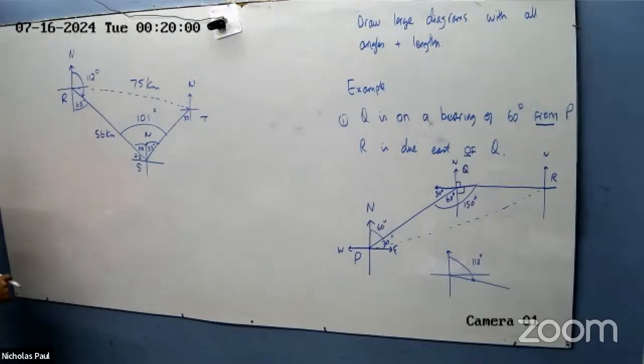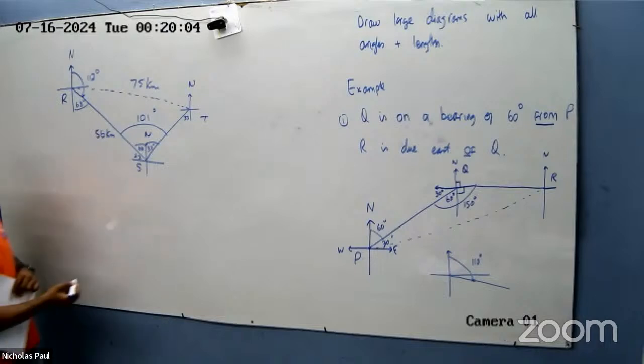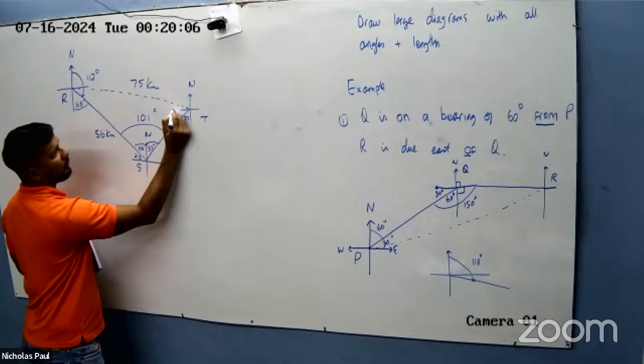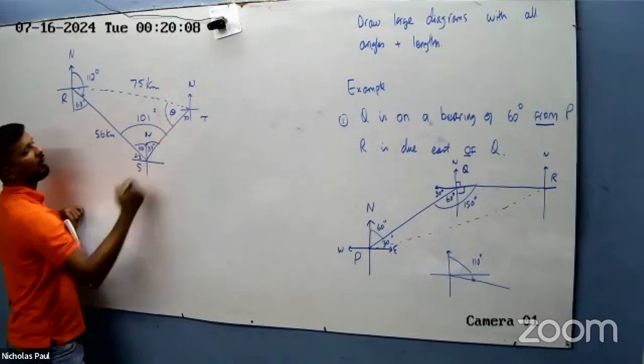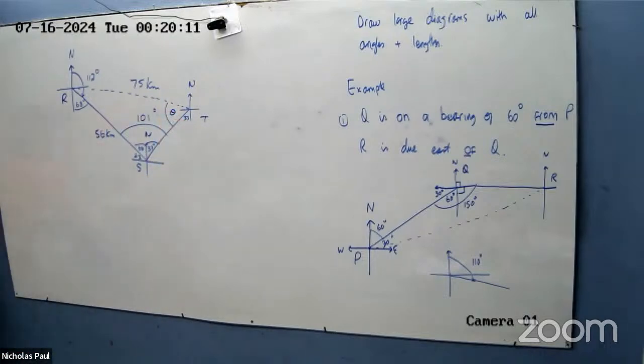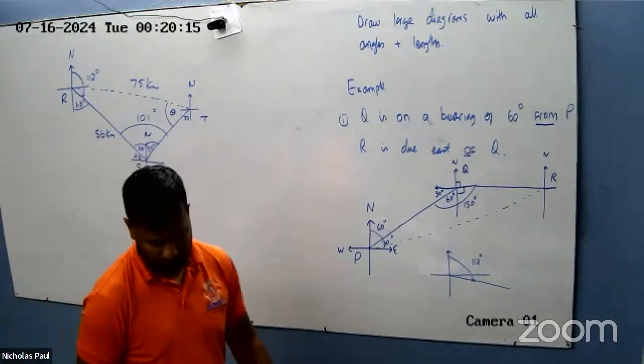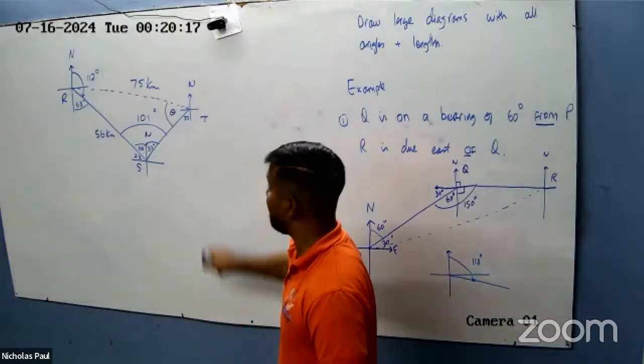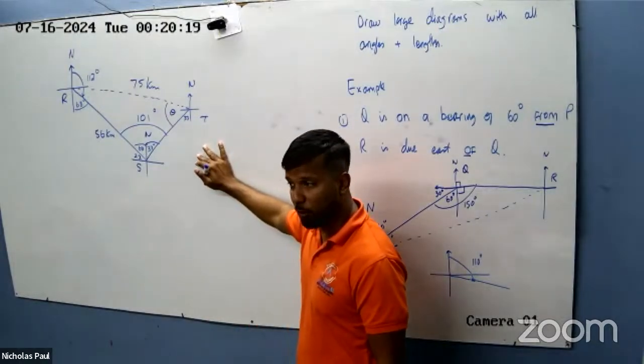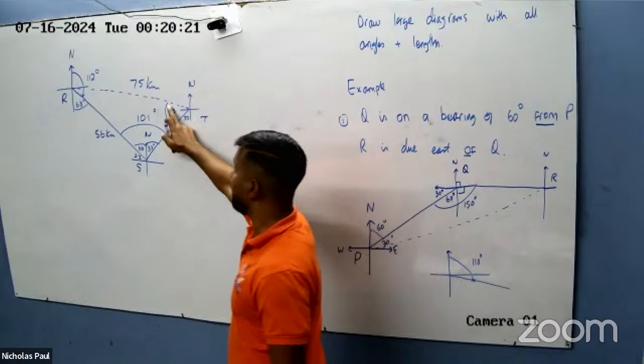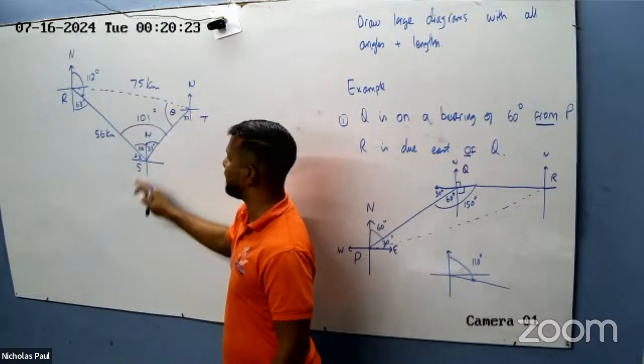So all they want us to find is this angle alone here. Find that angle. Right? That's all they wanted, to find theta. And then you carry the diagram. Now they want you to find theta. Find RTS.